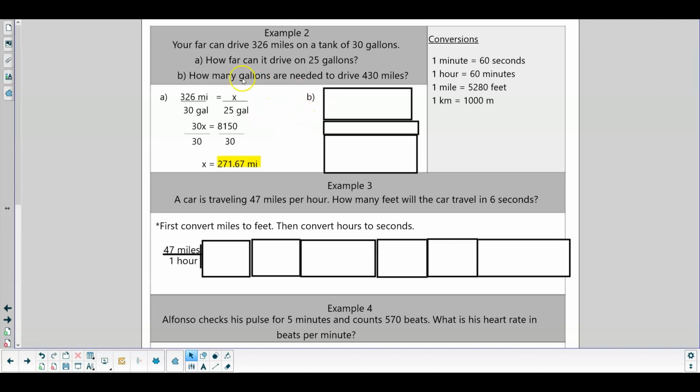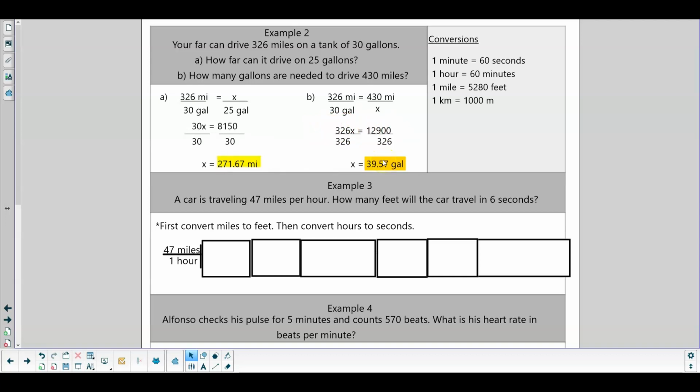Example B is kind of asking the opposite question. Well, what if I know the miles, how many gallons? So again, you can set up the same ratio. You have the 326 miles and the 30 gallons, but this time, put in the miles they gave you and find your gallons. Since they gave me 430 miles, I can put that one on top. That matches the 326 on top in miles, and put x on the bottom for your gallons, and then cross multiply here. Those ones end up being larger numbers, so I got 12,900 equals the 326x, and again, divide the 326 to get x by itself. So here's my answer. I get 39.57 gallons with 430 miles.